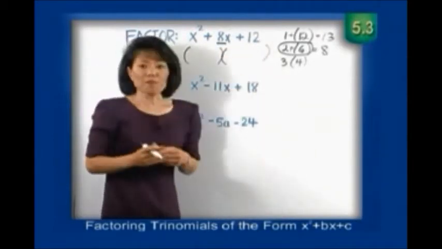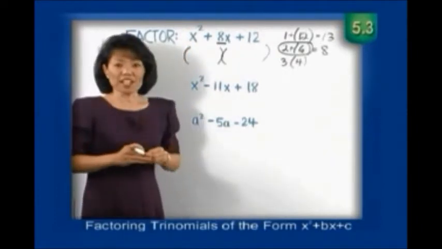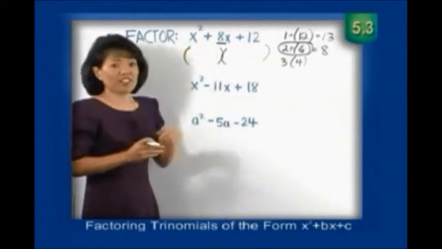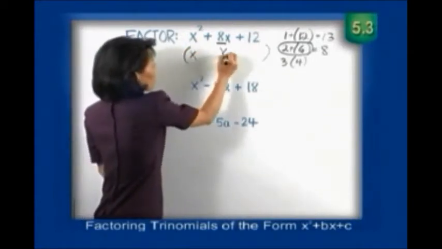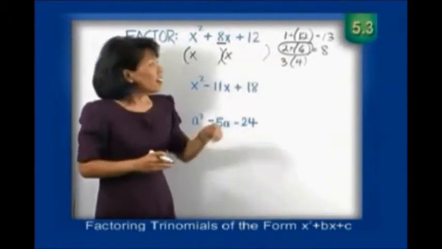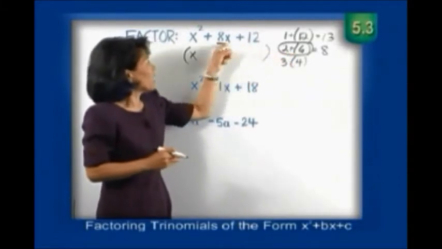Now the easy part about this particular factoring is that since this leading coefficient is 1 on the first term, these first two numbers have to have a product of x squared. There's only one choice. It would have to be x and x. Now we've already done the difficult part in that we found the two numbers that have a product of 12 and a sum of 8.